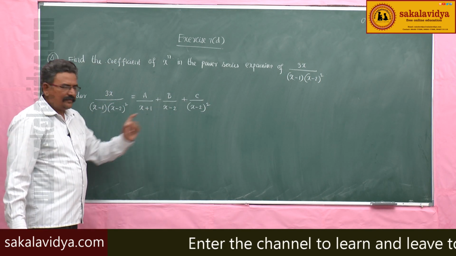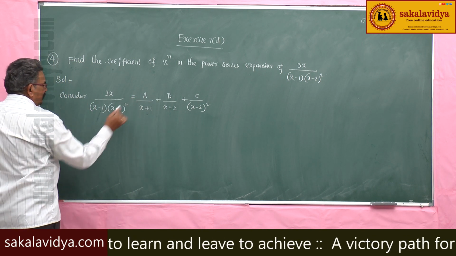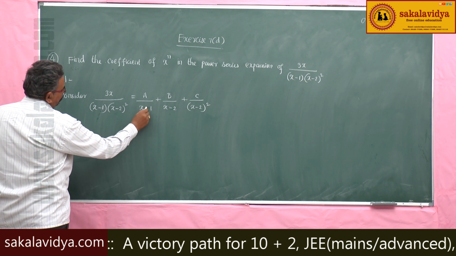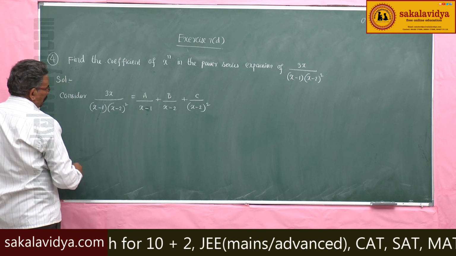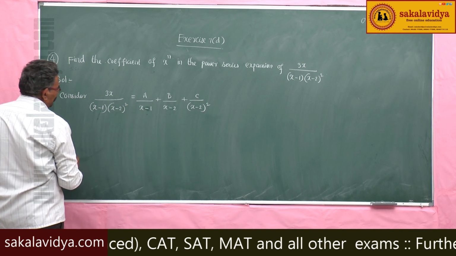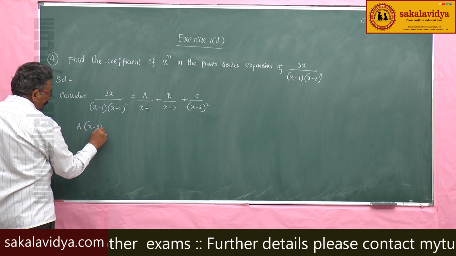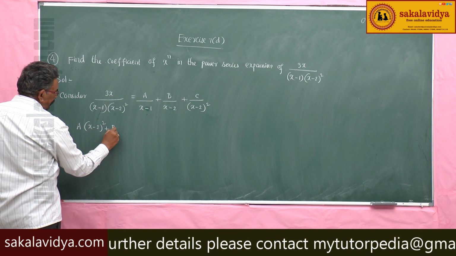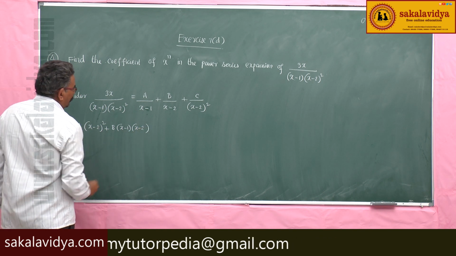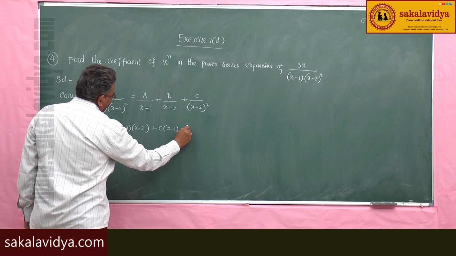Multiply both sides with (x minus 1) into (x minus 2) whole square. So, we get this one. So, multiply (x minus 1) into (x minus 2) square on both sides. We get a into (x minus 2) square plus b of (x minus 1) into (x minus 2) plus c of (x minus 1), which equals 3x.